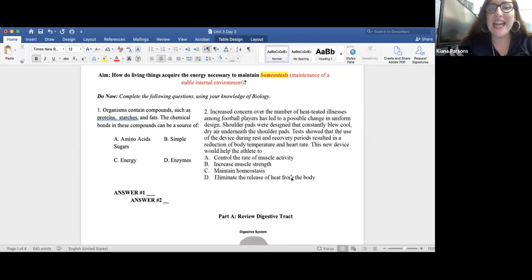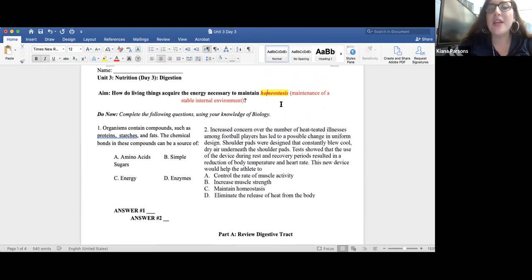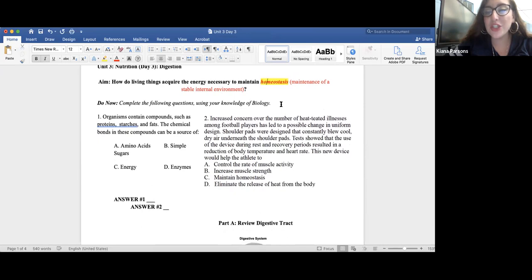All right, so today's aim is how do living things acquire the energy necessary to maintain homeostasis? As we talk about nutrition in Unit 3, nutrition all the way from the organism level to the cellular level, as we're about to get into cellular respiration today, it's all about the maintenance of this stable internal environment. Homeostasis. So commit this term to memory as it will continue to pop up in every unit. That's what we're all about here in Living Environment, baby.